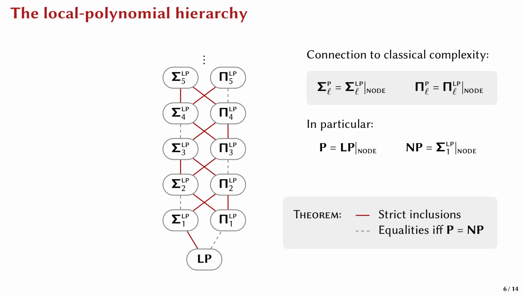This also means that from the point of view of distributed computing, the really interesting classes are those highlighted in yellow, because the other classes are basically just artifacts of the local polynomial running time.